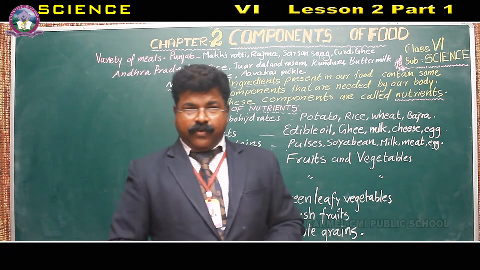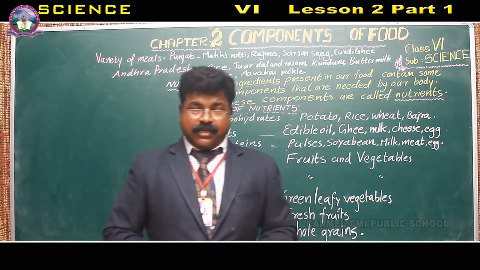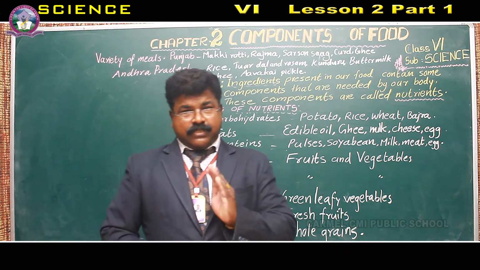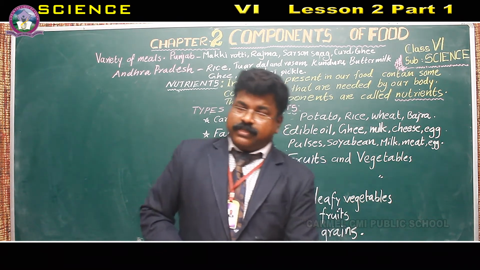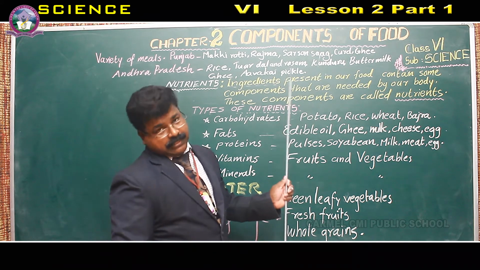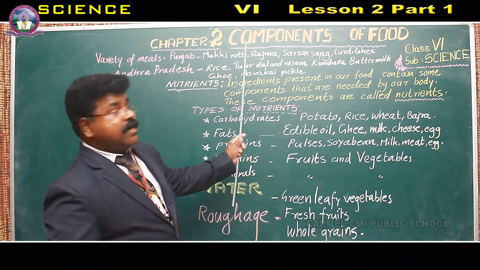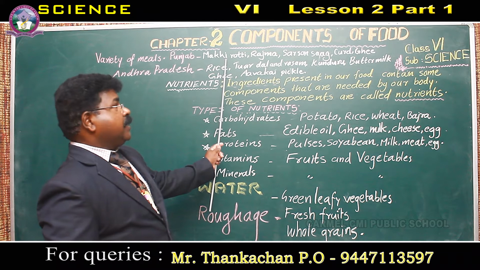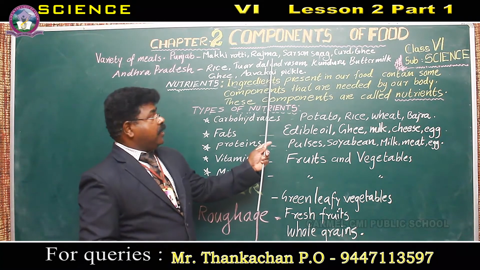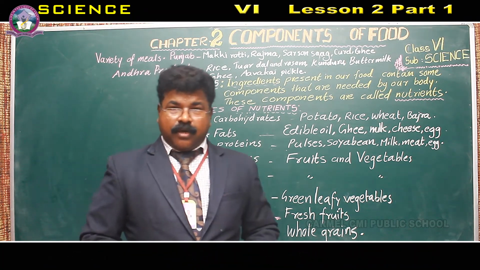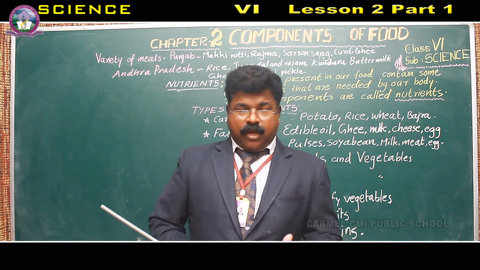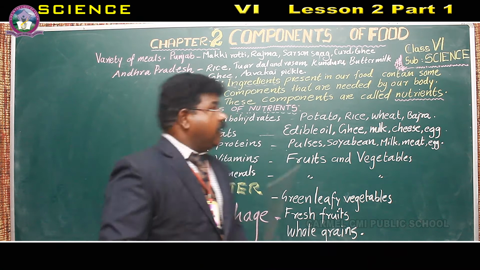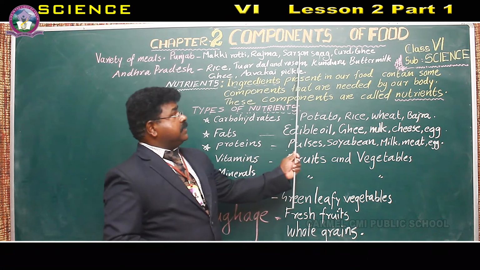So first of all, we will discuss different food items which are used in other states of India. Okay, so first we will see the Punjabi dish. So a Punjabi dish mainly consists of makki roti, rajma. What is makki roti? Makki means corn. Here we are using it as corn. The other name of corn is makki. Okay, makki roti. Then sarson saag.